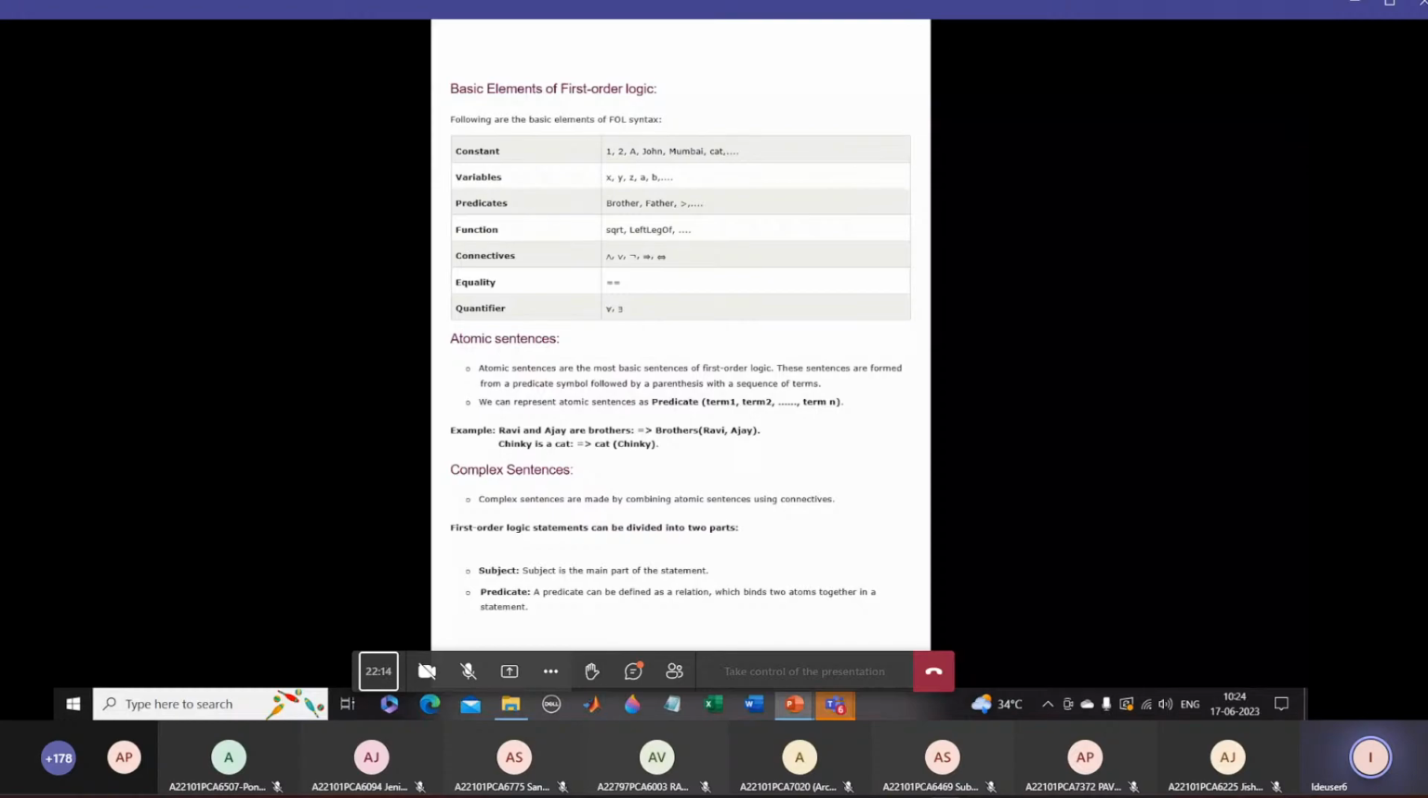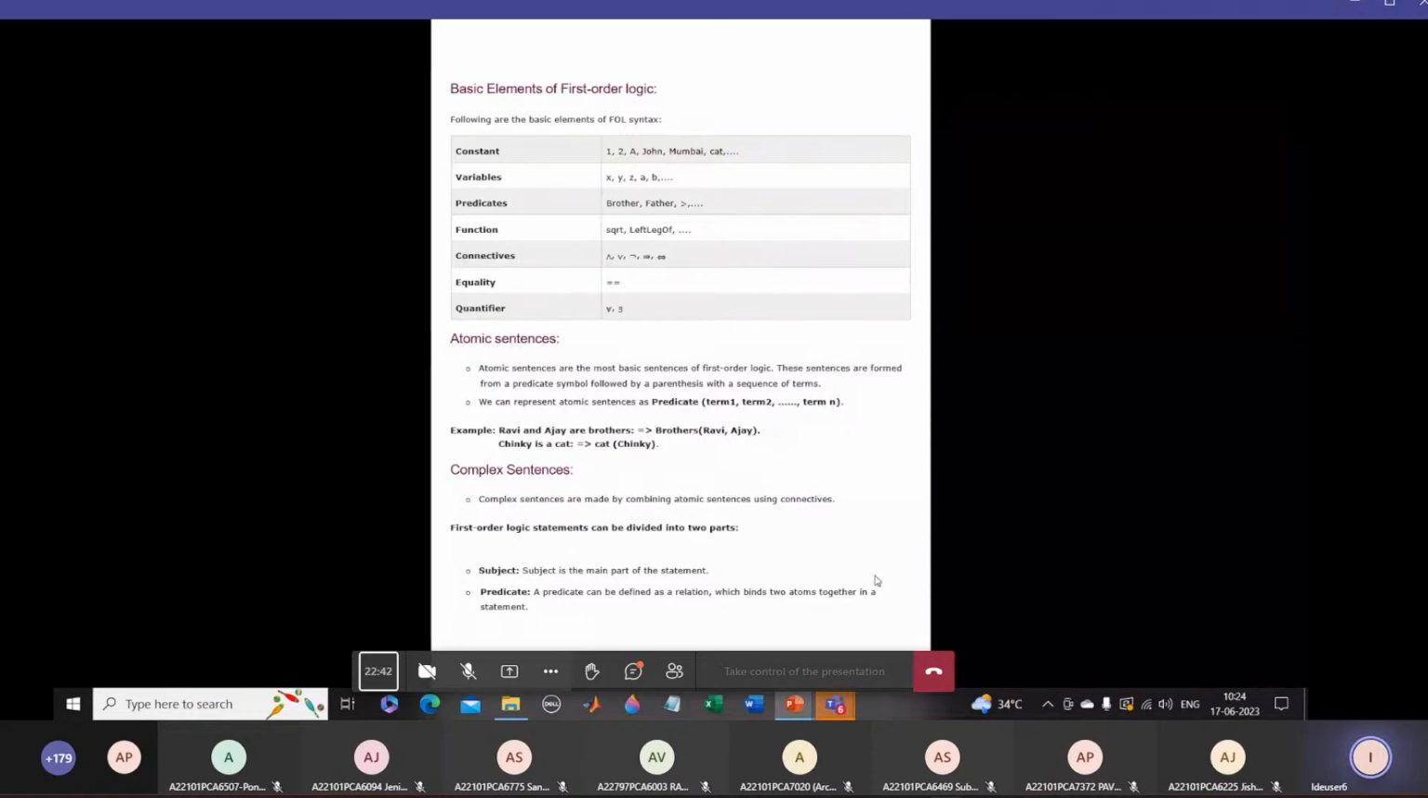So how do we write this? You can say Ravi and Ajay are brothers. How could you write this? Brothers, Ravi and Ajay. Then Chinky is a cat. You write cat within brackets, Chinky. Chinky is a cat. These are your atomic statements. Similarly, you can write some complex statements. When you combine these atomic statements, it becomes a complex statement.